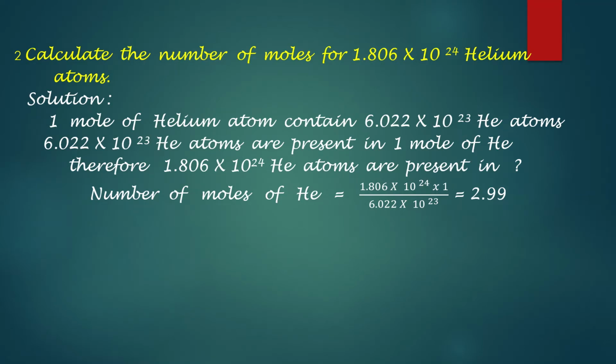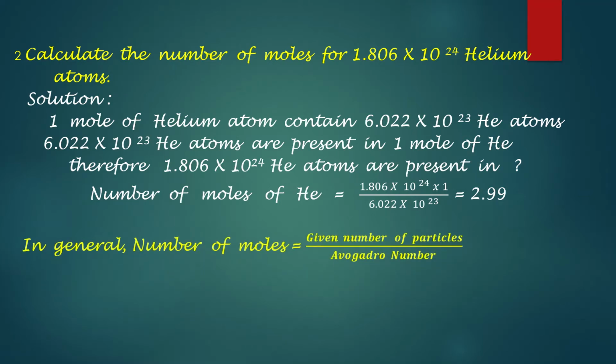So the number of moles of helium equals 1.806 × 10^24 × 1 divided by 6.022 × 10^23, that is equal to 2.99. So 2.99 is the number of moles of helium that contains 1.806 × 10^24 helium atoms.